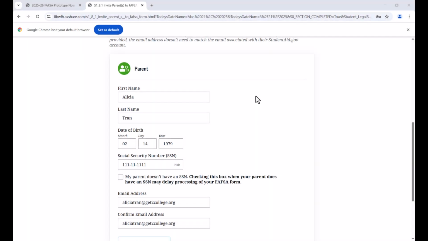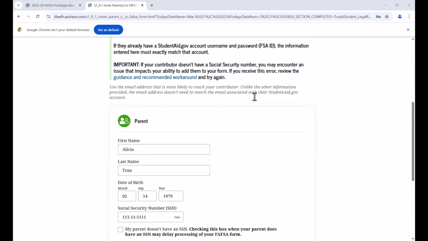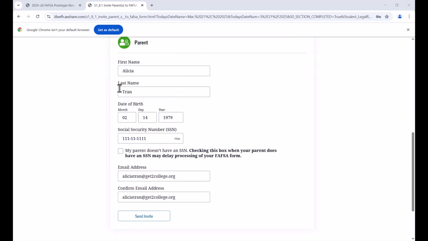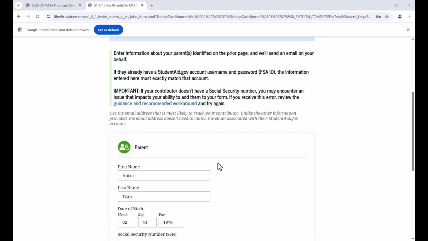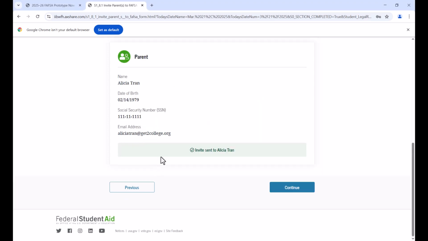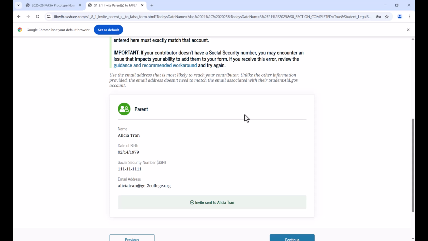Okay, so I've already filled this out, but a student will need to enter their parents' information for them to send the invite to. So they will need to enter their first name, their last name, their date of birth, their social security number, and an email address. Once they have entered in this information, they will go ahead and send the invite to that parent for them to complete their portion of the FAFSA.